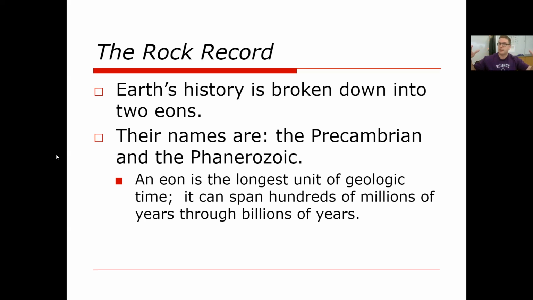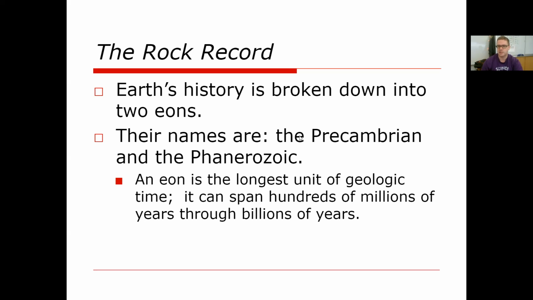So we got to start big. We're going to start big and we're going to go small. The first two big eons, or I should say the only two big eons that we're going to concern ourselves with, are the Precambrian and the Phanerozoic. Say Phanerozoic. We got a whole lot of fun words that we're going to use throughout the Geologic Time Unit here. And these are just the first two, Precambrian and Phanerozoic.